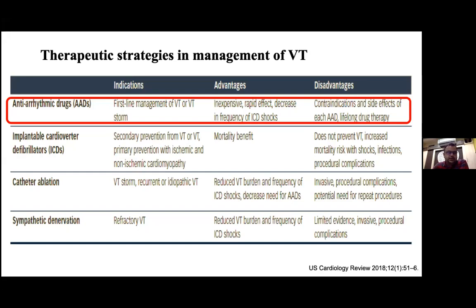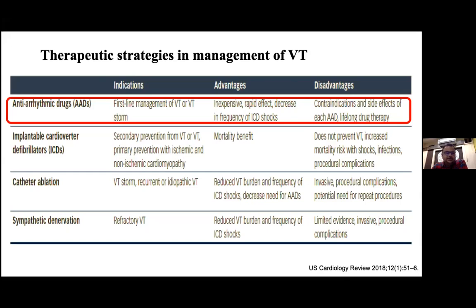Then catheter ablation, especially if the patient has VT storm, recurrent VT, or idiopathic VT, can be used. Catheter ablation can be done in patients with ischemic VT and scarred VT. It is commonly used. Then in some inherited diseases, especially Brugada syndrome, and when the patient has VT, and in ARVD, catheter ablation can also be used. It reduces the VT burden and the frequency of ICD shocks, and it decreases the need for AADs. But these procedures are invasive, often time-consuming, and there can be associated procedural complications, and they are often repeated, especially in patients who have ARVD and Brugada syndrome.